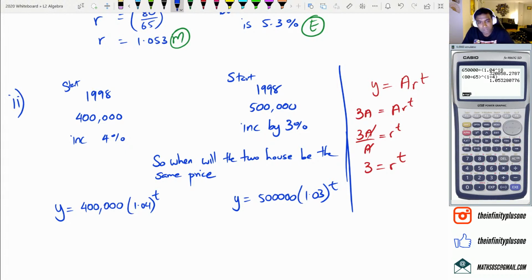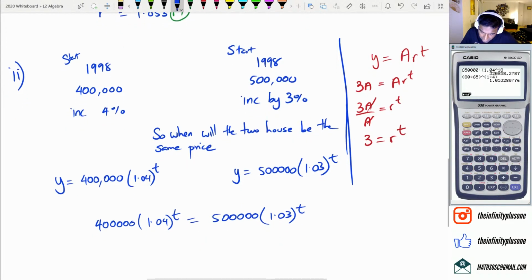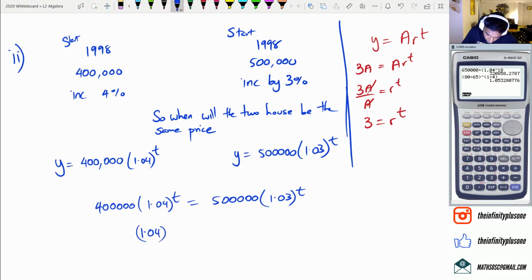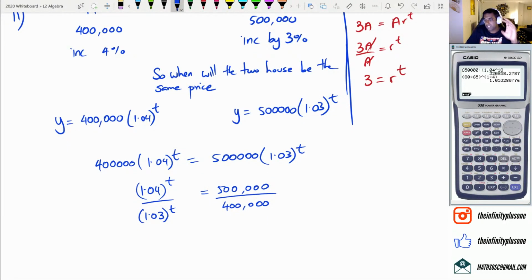Now what's going to happen is at some point in the future, the two houses are going to be the same price, which means all you've got to do is put the two equations equal to each other. So I'm going to put down 400,000 multiplied by 1.04 to the power of t equals 500,000 times 1.03 to the power of t. At this point, I just have to rearrange things. So I'm going to get 1.04 to the power of t divided by 1.03 to the power of t equals 500,000 divided by 400,000. Because I've got t in both the top and bottom, I can leave this as 1.04 divided by 1.03 to the power of t equals 1.25.